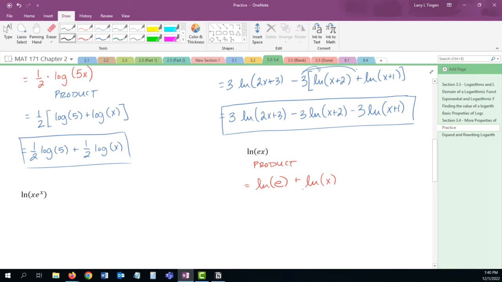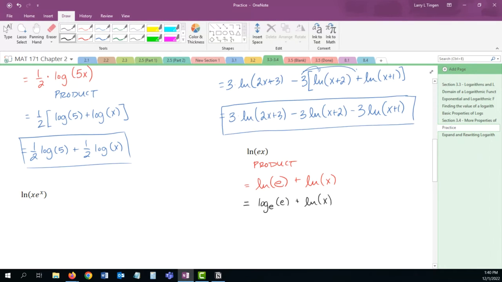Now, take a look. I only use one rule here, but there's something else that can happen. Remember what natural log is. Natural log is log base e.